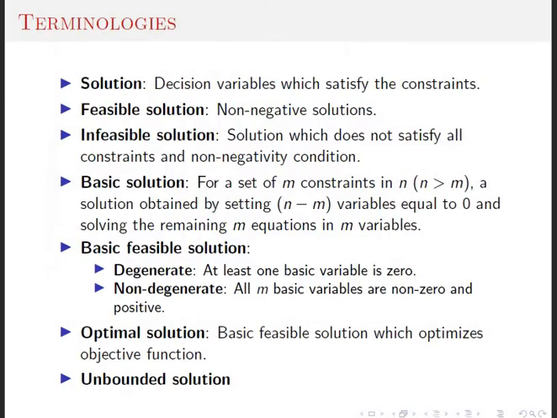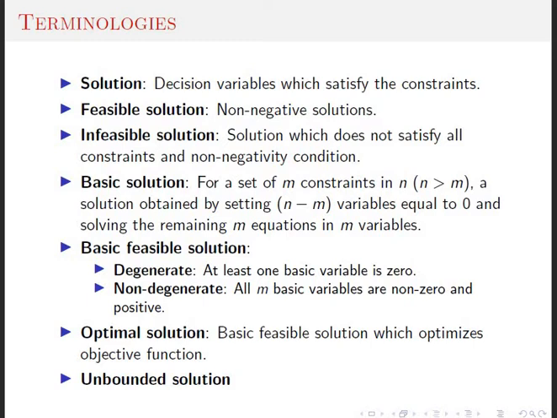Here is some important terminology in optimization models. The first one is a solution, which satisfies every constraint. Non-negative solutions are feasible solutions, otherwise it is known as an infeasible solution. If in a mathematical model there are n constraints and m variables, then an n minus m non-zero solution is known as a basic solution. If a basic solution is also a feasible solution, it is known as a basic feasible solution.